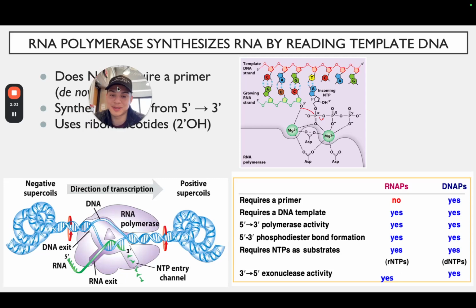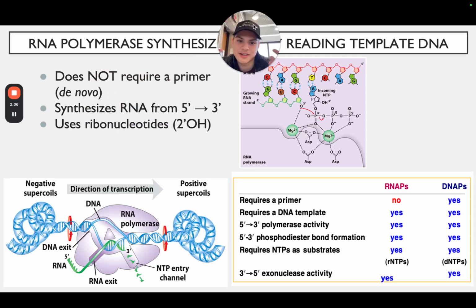RNA polymerase synthesizes RNA by reading the template DNA. This is very standard, the same way as DNA polymerase, except DNA polymerase incorporates the T's and RNA polymerase incorporates the U's, the uracils. Again, RNA polymerase does not require a primer, it just keeps going, whereas DNA polymerase needs that primer in the first place. It synthesizes RNA from the 5' to 3' end, and it uses ribonucleotides that have the 2' OH. Remember the difference between deoxyribose and ribose. Review that if you need to, but that's one of the subtle differences between replication and transcription.